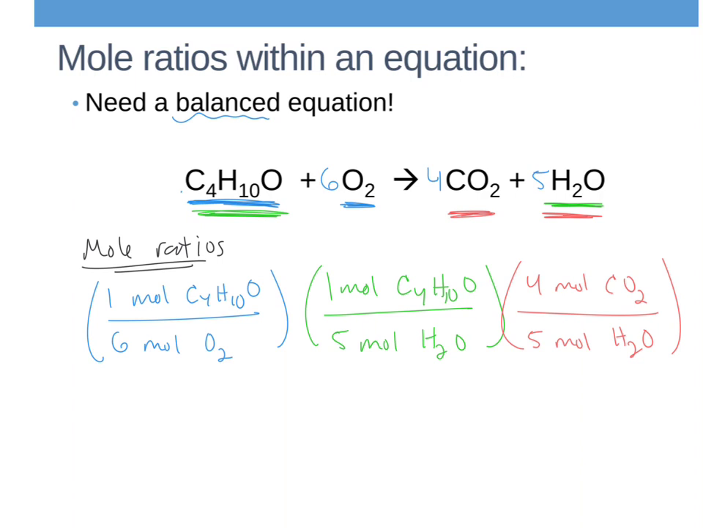I could say, well, if I produce so much carbon dioxide, how much oxygen is needed to do that? And I could do relationships between those. 4 moles of carbon dioxide for every 6 moles of O2, right? And so you just use those coefficients. And you can pick any two things you want.